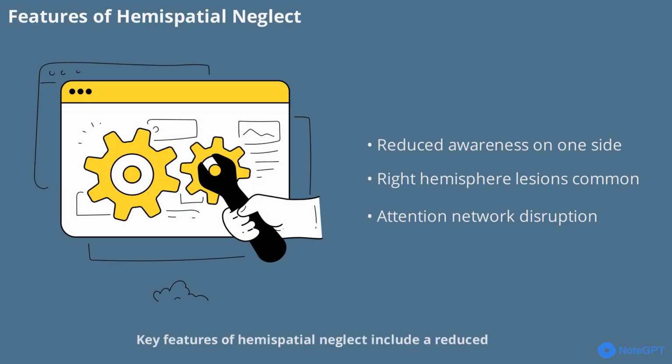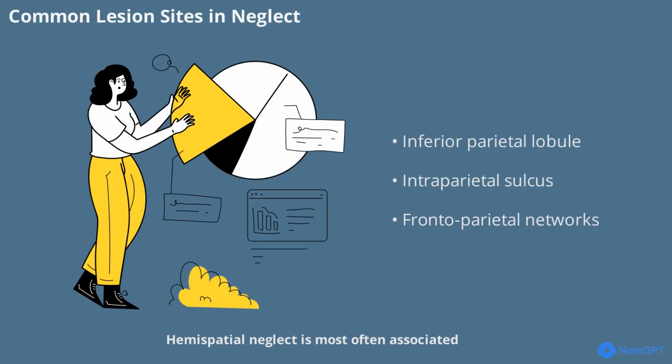Key features of hemispatial neglect include a reduced awareness of stimuli on the side opposite the lesion, most often after right hemisphere damage. Patients may fail to notice objects, people, or even their own limbs on the neglected side. This condition is not explained by sensory loss, but by a breakdown in attention networks, particularly involving the inferior parietal lobule and frontoparietal circuits.